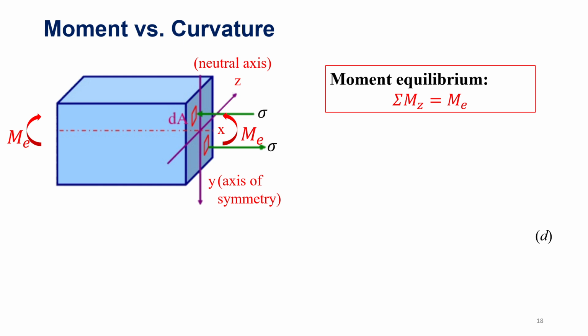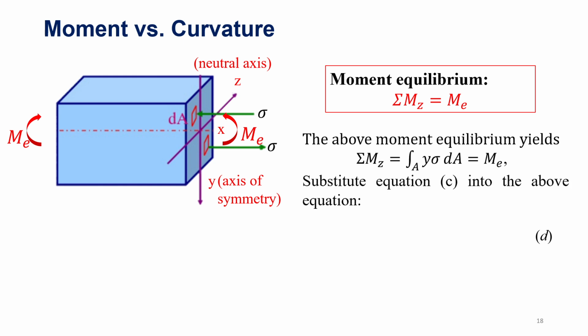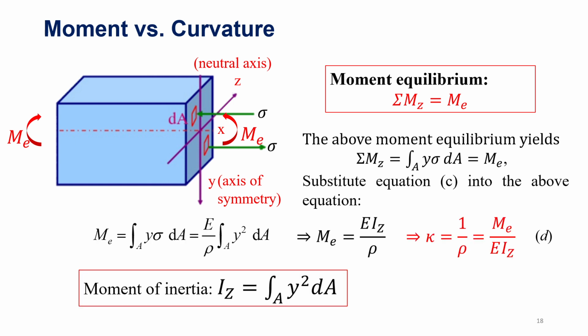So this moment equilibrium gives this equation, which is the integral of y times sigma over the area, and it equals Me. If we substitute equation C into this equation, we will get the following. Here Me equals E over rho times this integral. If we look at this integral, we will find that this is the definition of the moment of inertia.